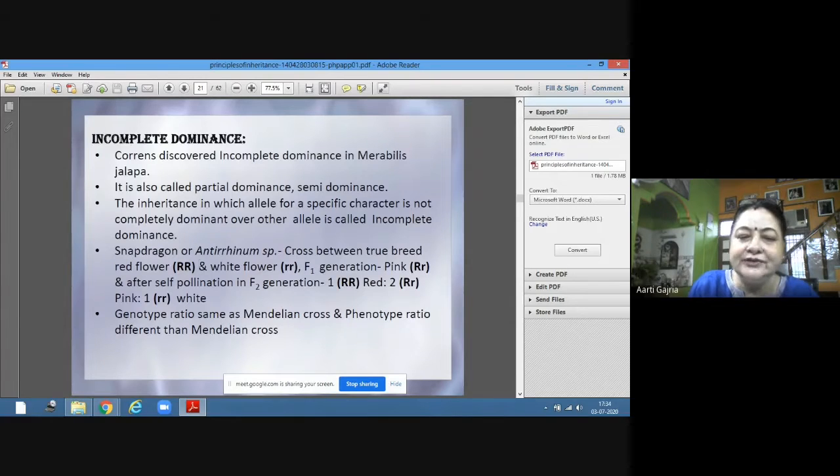So the snapdragon flowers were crossed. The true breeding red flower, true breeding meaning homozygous, so capital R, capital R, was crossed with white flower plants, also true breeding, so homozygous recessive, small r, small r. Now the F1 generation was pink.